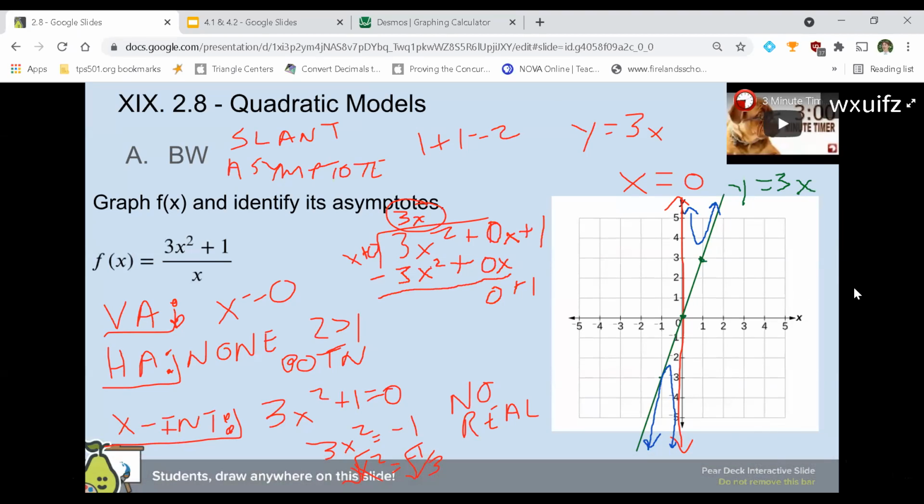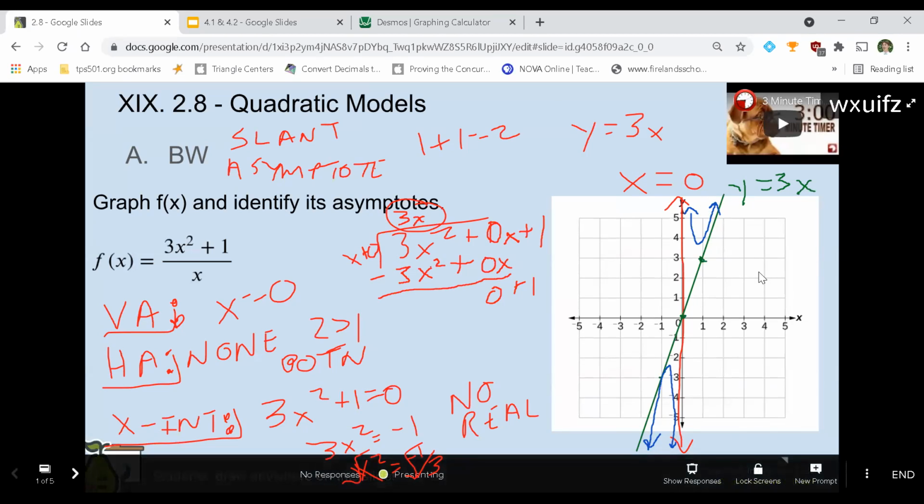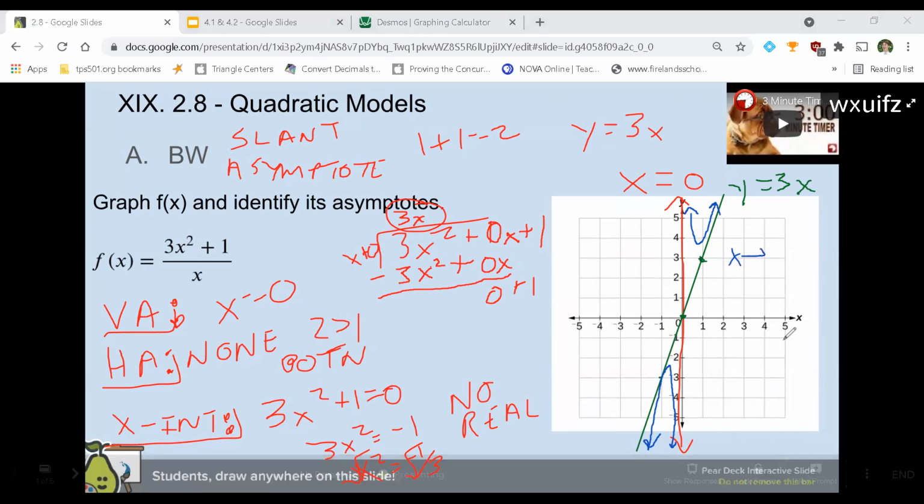Oh, we didn't do our end behavior. Should we do that? Well, it's really easy now that we have the graph. As x goes to infinity, y goes to infinity. As x goes forever to the right, y goes up. As x goes to the left, y goes down. You can just get that from the graph. You just look at it. You're like, look, that's what it does.